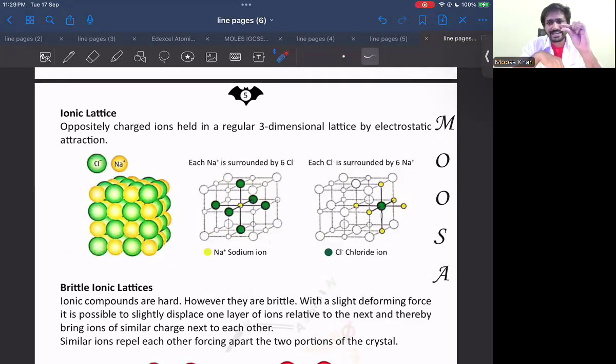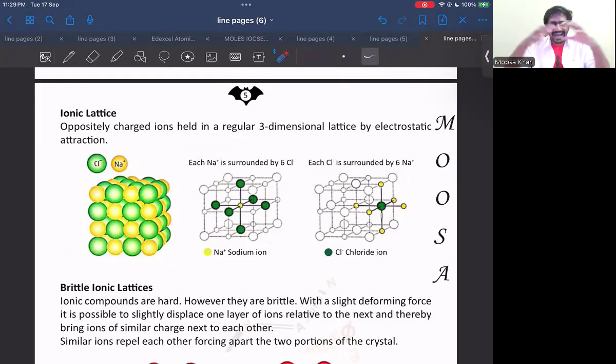For example, if we have a cation, a positively charged ion, we have an anion next to it. मतलब कैटाइन के राइट पे एनाइन होगा, लेफ्ट पे एनाइन होगा, आगे होगा, पीछे होगा, ऊपर होगा, नीचे होगा. So one cation is surrounded by anions from all these six sides. Similarly, one anion is also surrounded by a cation from all these six sides.